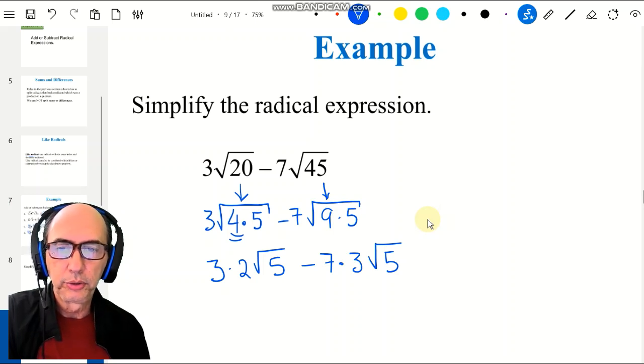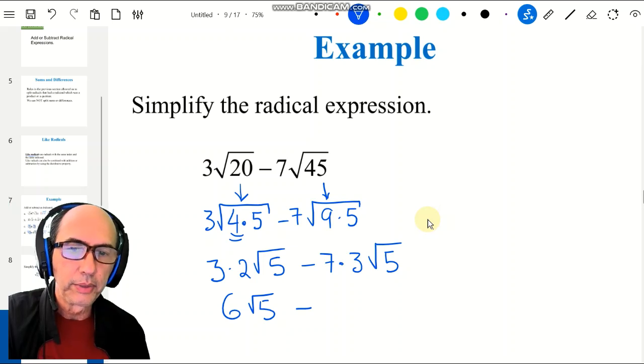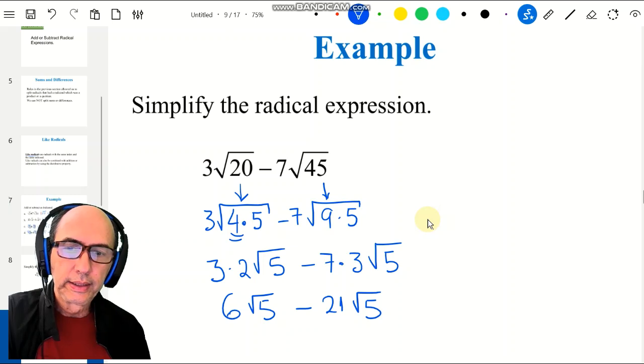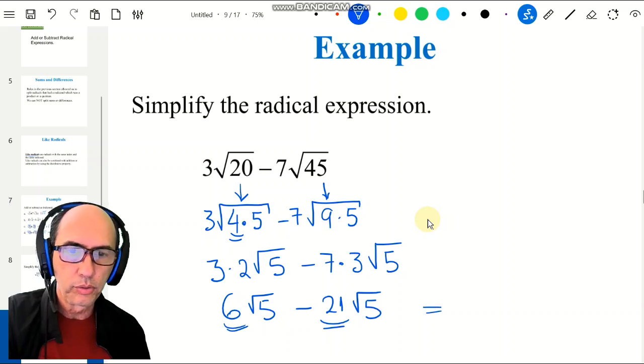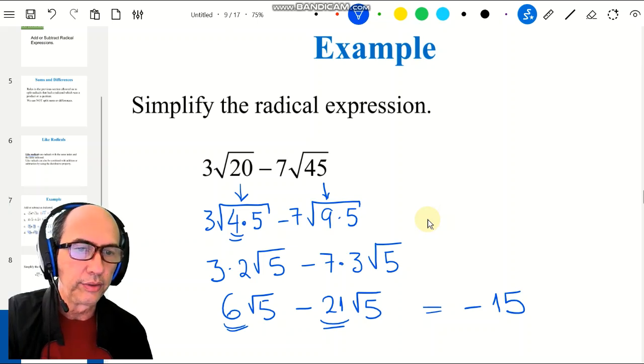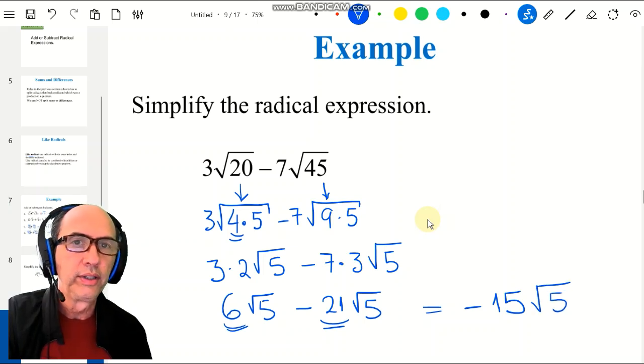Nice. 3 times 2, 6 square root of 5. Minus 7 times 3, 21 square root of 5. Combine the coefficients. 6 minus 21 is equal to negative 15, right? 6 minus 21, negative 15 square root of 5. That's the final answer.